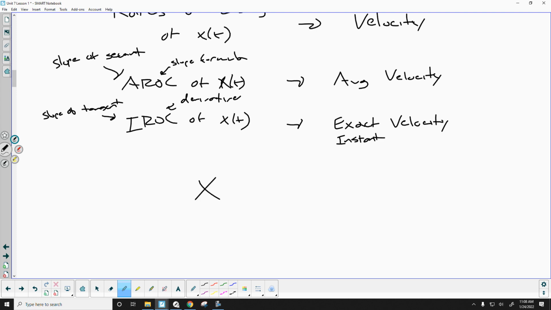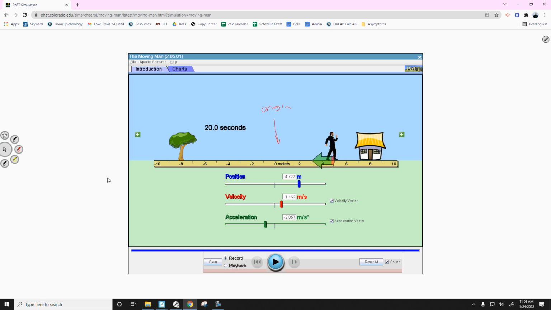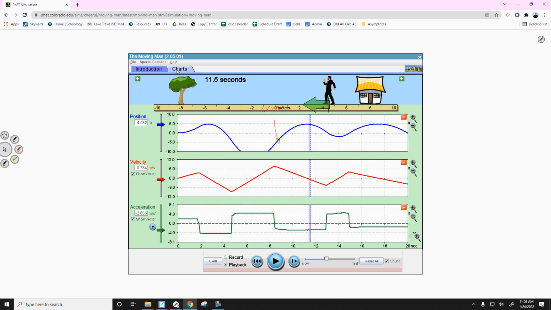X prime is V. Now, that might seem weird, but I'm going to show you how it's like, oh, cool, that makes sense. First, I'm going to go back to my dude, and I'm going to show you this chart.